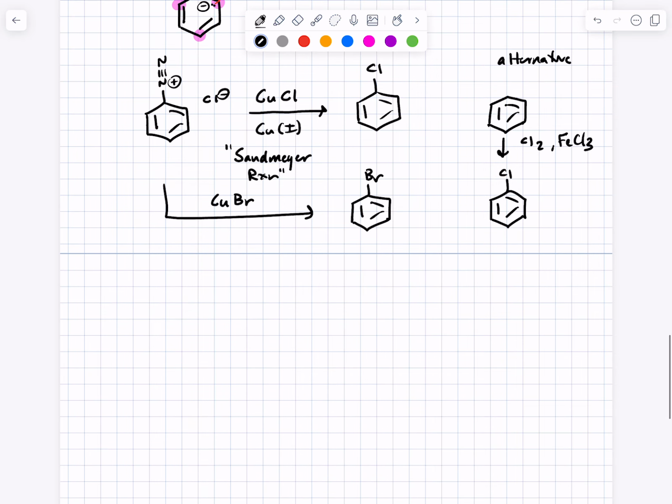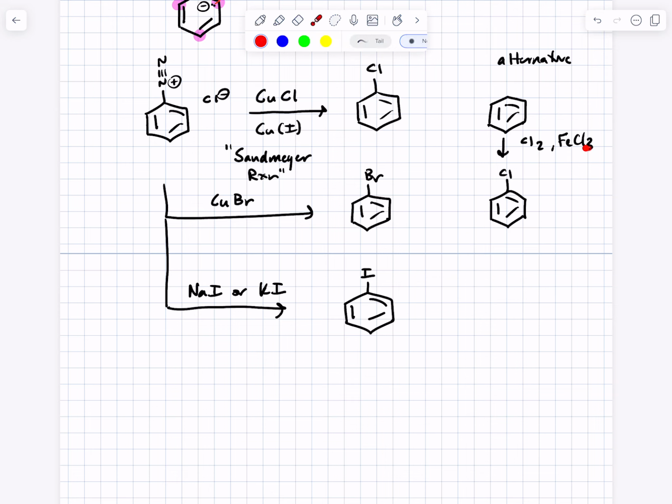Okay, there's a couple interesting other ones that sort of complete the picture. If you use, from this same diazonium salt, sodium iodide or potassium iodide, it turns out the counter ion doesn't matter, you can put iodide on a benzene ring. That's the first time we've been able to do that. We didn't really have an I2 and FeI3 type reaction that worked really well. If you wanted to do the direct iodination in the same way that we did direct chlorination, it proceeds too slowly for iodine.